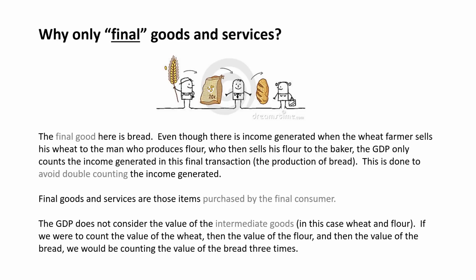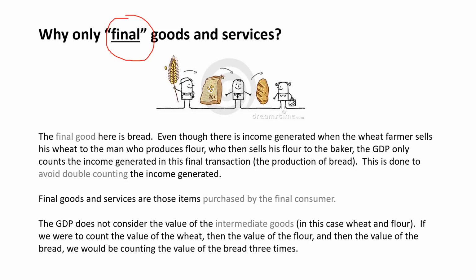Why only final goods and services? As we saw earlier, the GDP only includes final goods and services. Okay, so GDP only includes final products, which are goods for sale, rather than intermediate goods that are used to make final products. So let's look at this example.